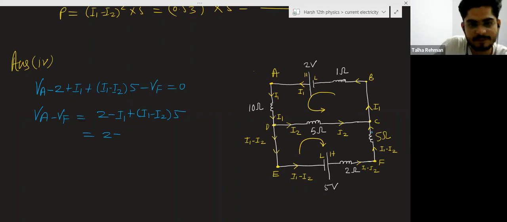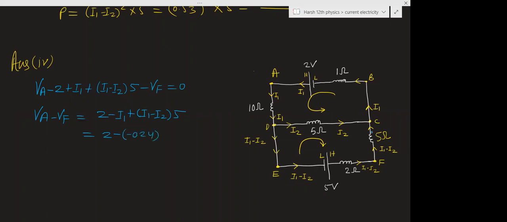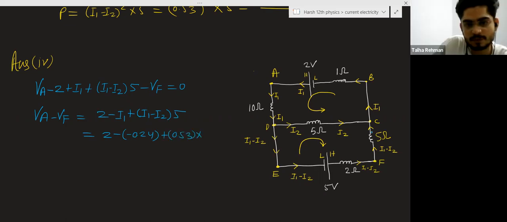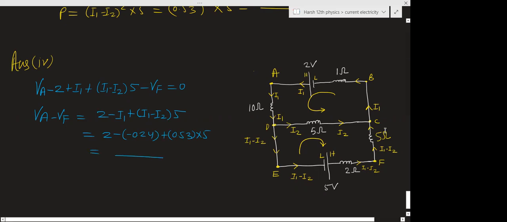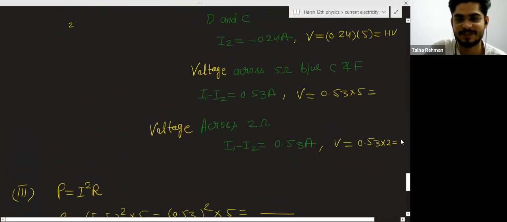We already know I1 is minus 0.24. Yes, sir. And we already know I1 minus I2 is 0.53, so 0.53 into 5. We can now solve it. Yes. Okay. Last part. Sir, last part.